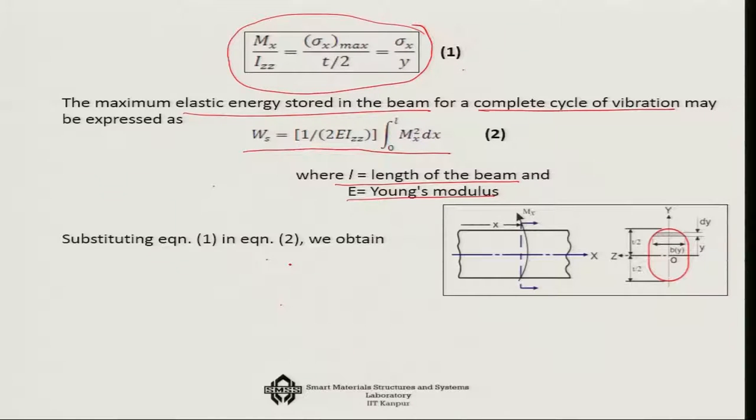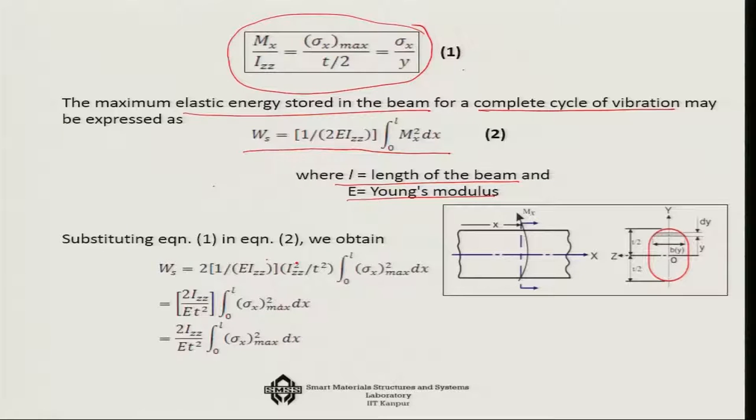Now, if I use equation 1 and equation 2 together, we will find a relationship in which Mx square is replaced using the first equation, that means Mx can be represented as sigma x max times Izz divided by t by 2. So, the 2 goes to the top, and that is where the 2 appears for us. Sigma x max square comes out, and Izz square is not a function of dx because the cross section remains constant. That is what we have assumed in this case.